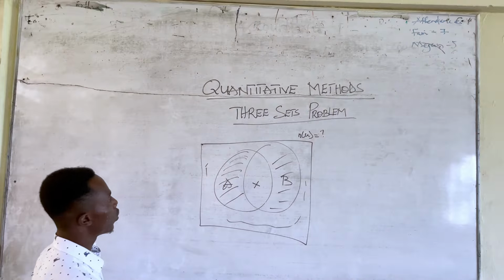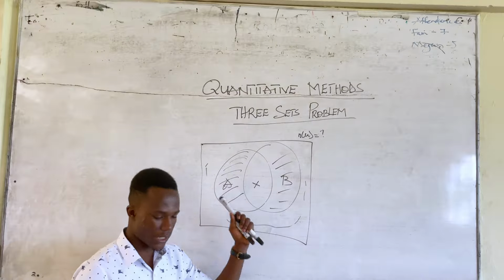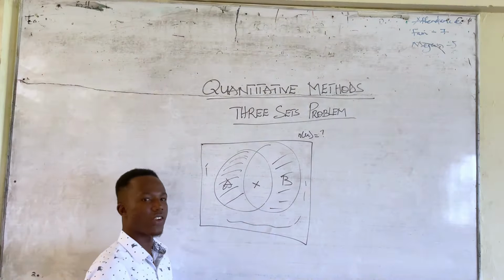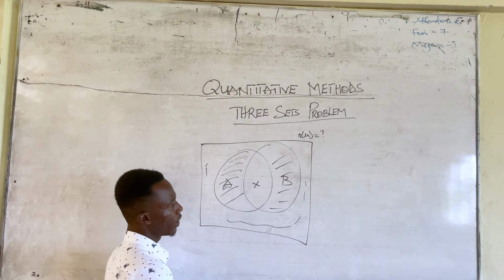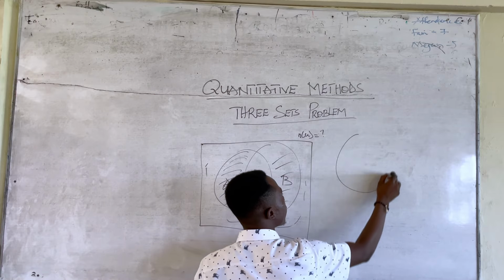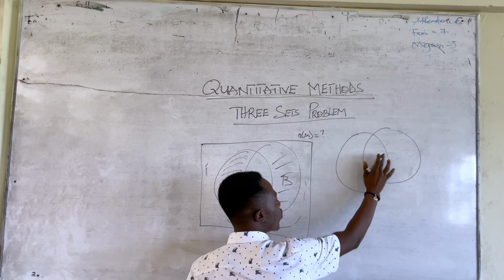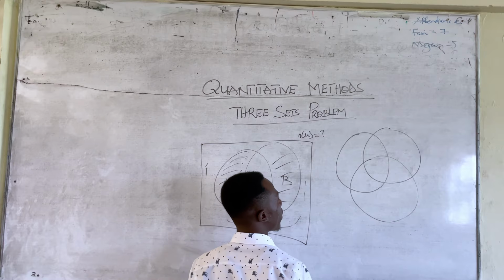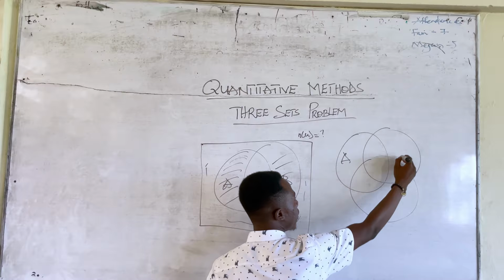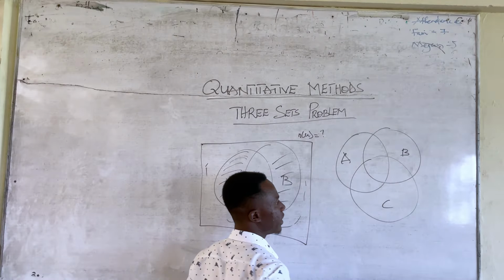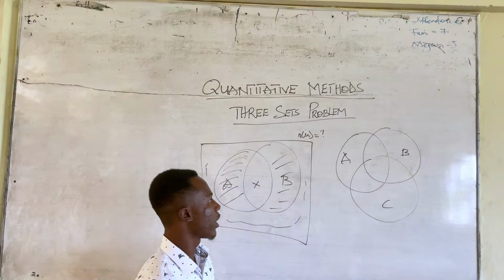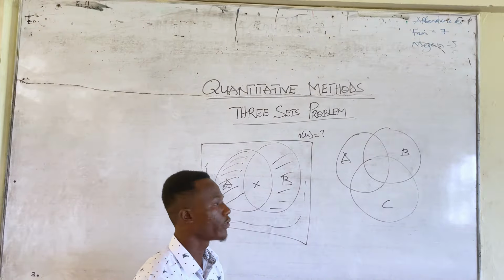So in our studies, we are going to look at the three sets problem. What is different from this? Now we are going to introduce another circle. Do you get it? We have two circles, then we introduce another one to be three. So now we have our A, we have our B, and now we have C. Where the three of them meet, we are going to call that place X, or the point of intersection.